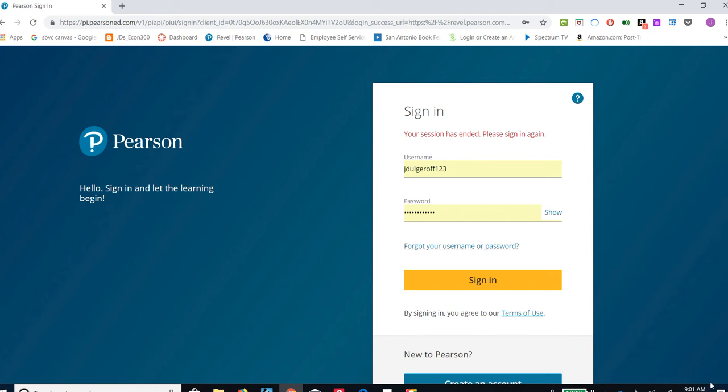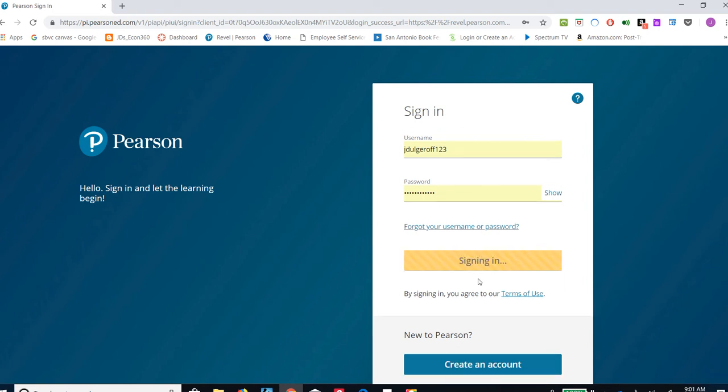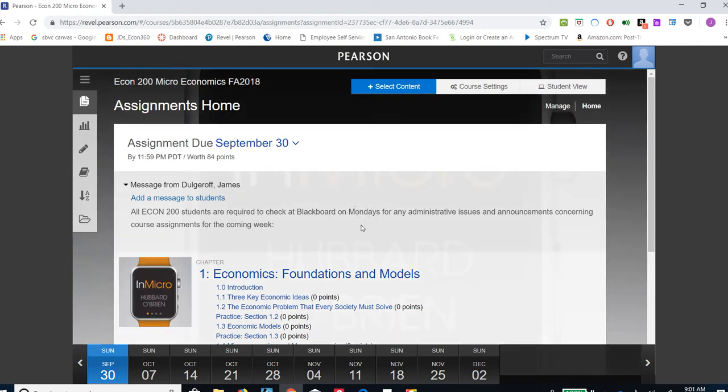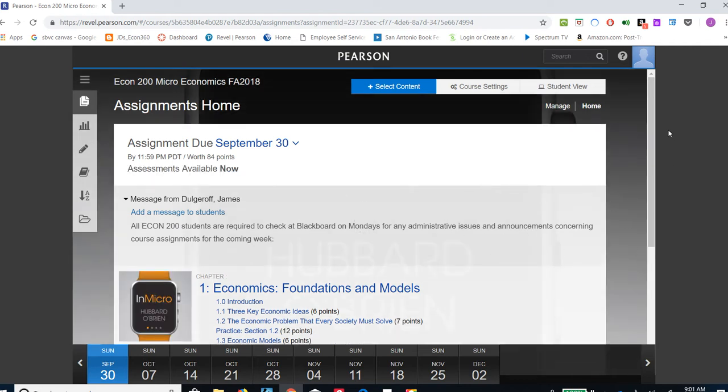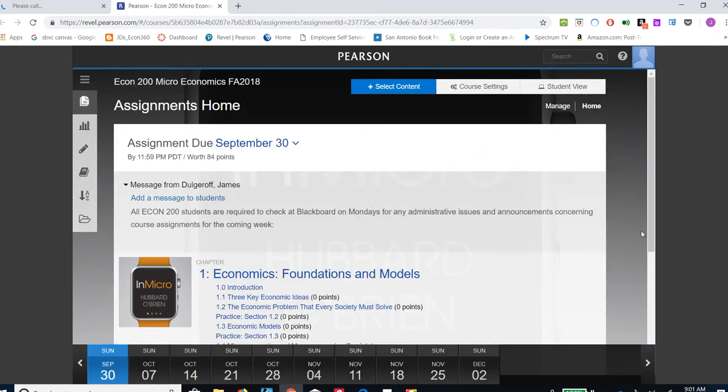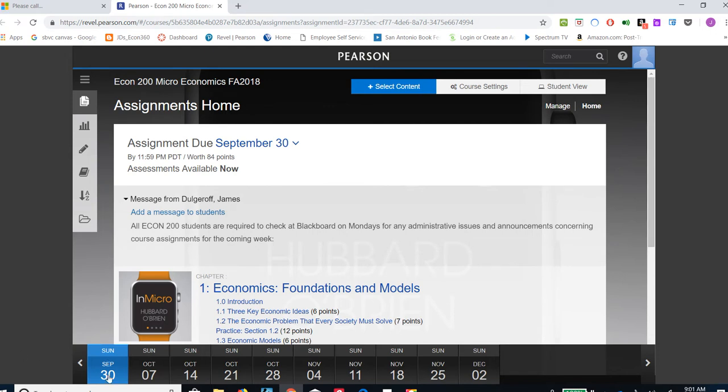I am going to go into the Pearson Revel and into the course. And this first week, I just want you to be aware that if you have a small screen, you may miss the fact that, whoops, here we go, when you're looking at the assignments for this coming week, everything's due on September 30th.